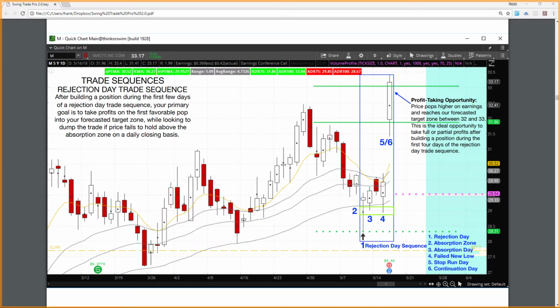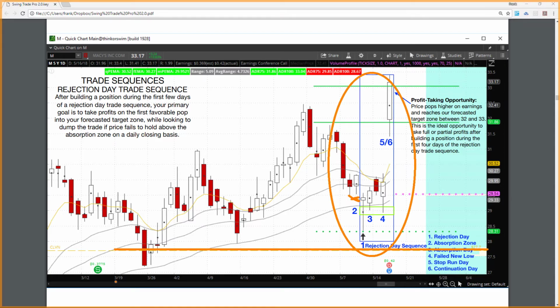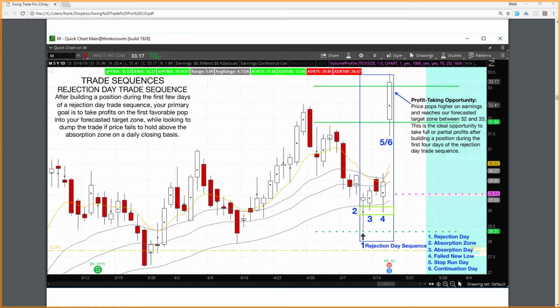So again, a great move. Again, after building a position during the first few days of a rejection day trade sequence, your primary goal is to take profits on the first favorable pop into your forecasted target zone, while looking to dump the trade if price fails to hold above the absorption zone on a daily closing basis. So a big move up, a great continuation. That is about as perfect of a trade sequence as you'll see. Great rejection day, great CLVN, great trend overall, great midpoint retest, solid failed new low, and a big pop on earnings, and you're able to pay yourself. Great trade, great move on that one, and a great trade sequence.